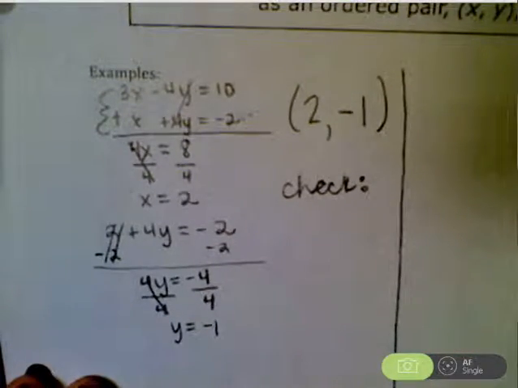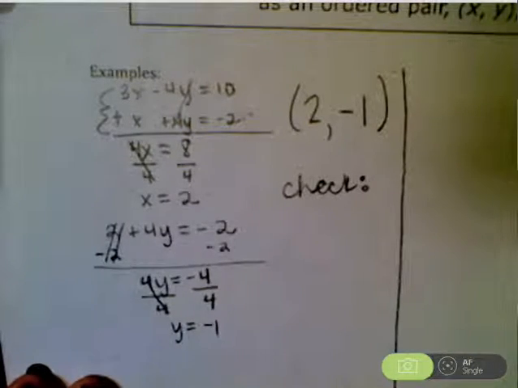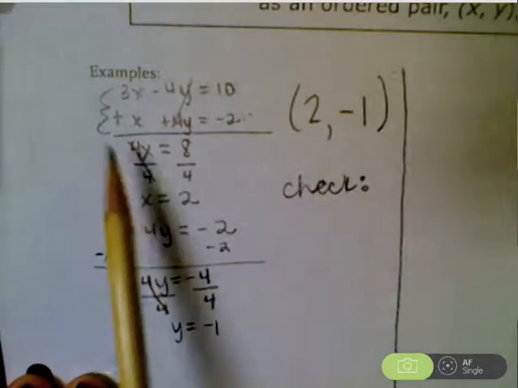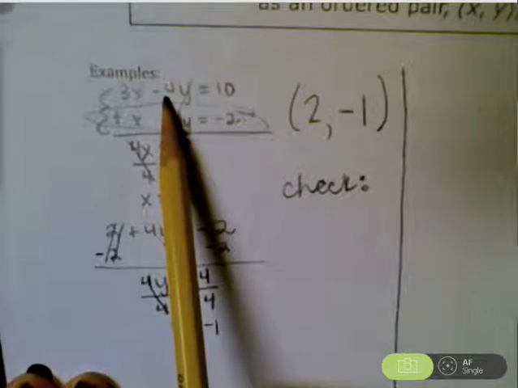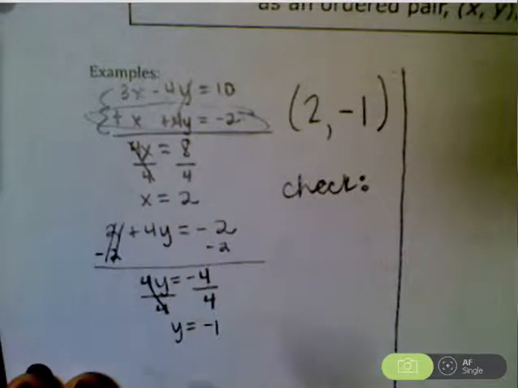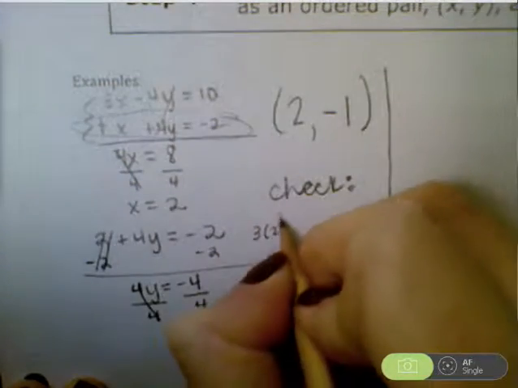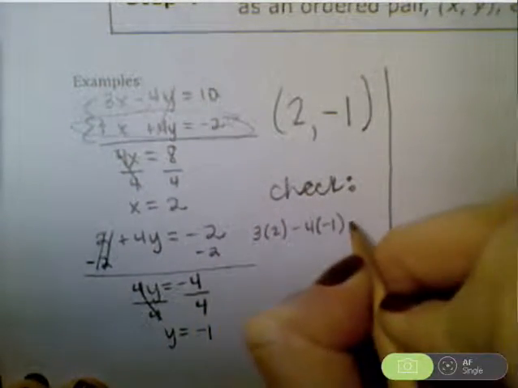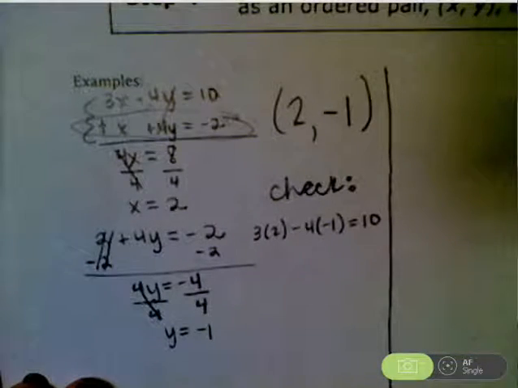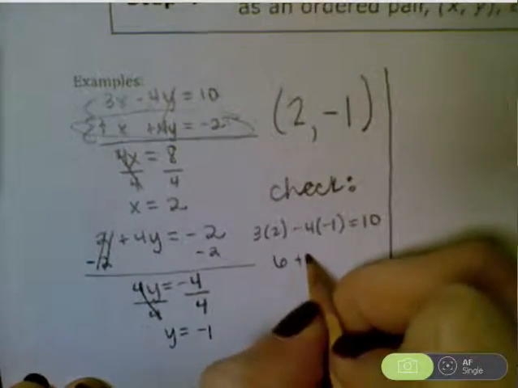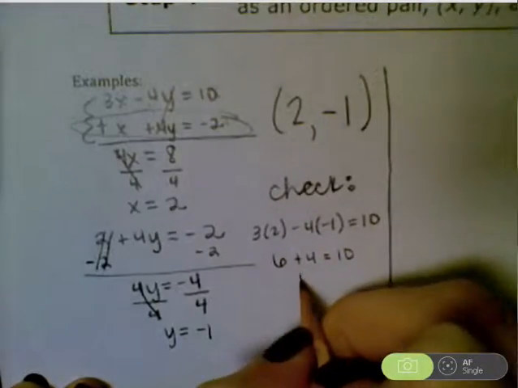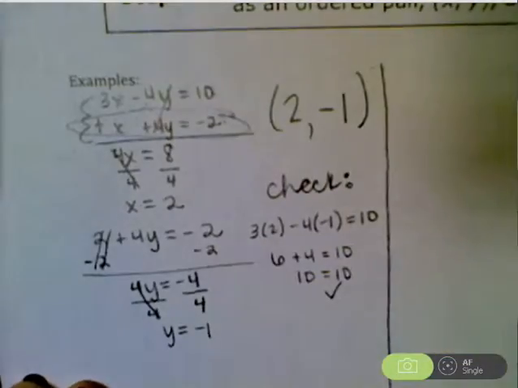You only really need to check your answers in the equation you didn't use to solve for the second variable. So since I used this equation to solve for the second variable, I really only need to use the first equation to check my answers, because that's where I'm going to find my mistake if I made one. So I'm going to do 3 times 2 minus 4 times negative 1 equals 10. So 6 plus 4 equals 10. Is that true? Good. So I know for sure that I got that question right.